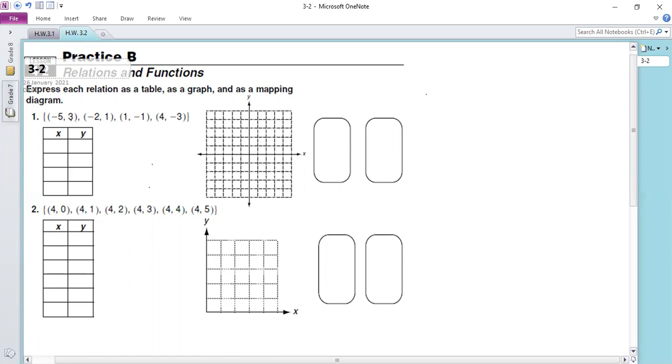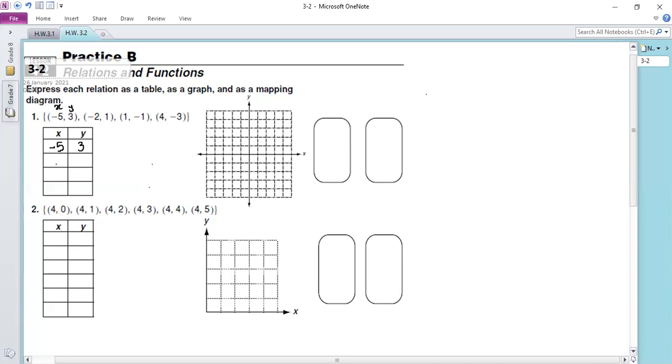Now they have given you the ordered pairs here: (-5, 3), (-2, 1), (1, -1), and (4, -3). All you need to keep in mind is that the value of x will always be given first, then the value of y. In every ordered pair, it is like that. So even in the table, we will have a column for x and a column for y. In the x column, we write all the values of x. To start with, the first one is -5. So when x is -5, the value of y is 3.